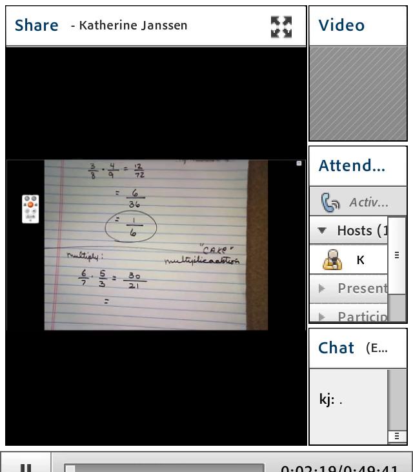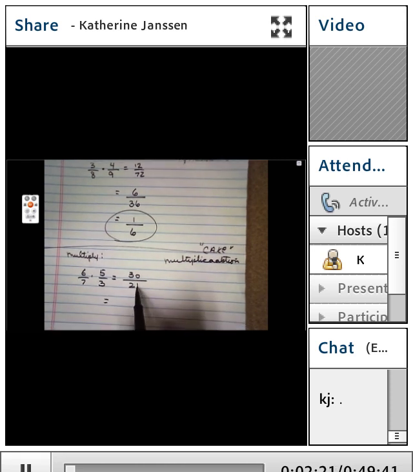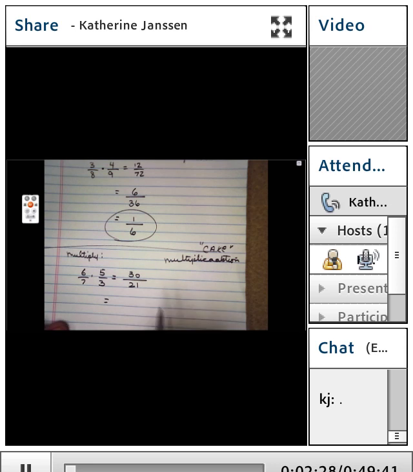Well, I know that 3 goes into 21. 2 plus 1 is 3. The divisibility rule says the sum of the digits is divisible by 3. So 3 goes into 30 10 times, and 3 goes into 21 7 times. 7 is prime, so my simplified answer is 10/7.